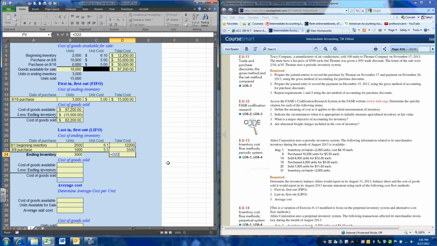Our ending inventory under LIFO is going to be valued at $17,700, as opposed to the $15,000 we determined under FIFO. So again, our cost of goods available for sale is the same amount, $97,200. We subtract out our ending inventory using LIFO valuation, and our cost of goods sold under LIFO will be only $79,500.